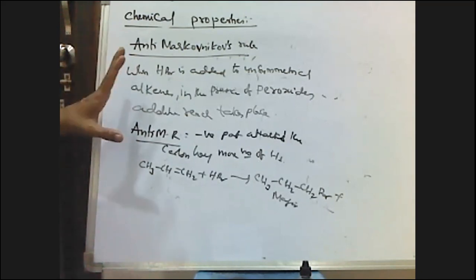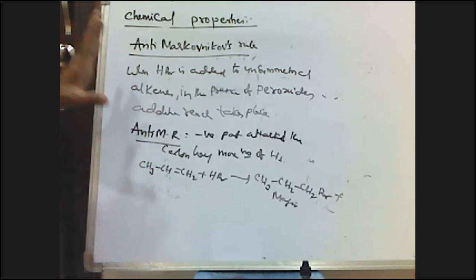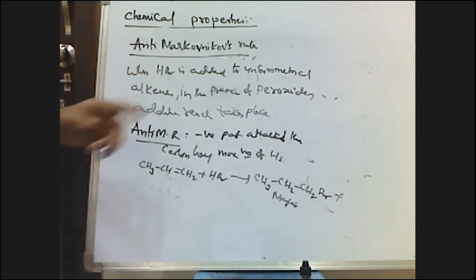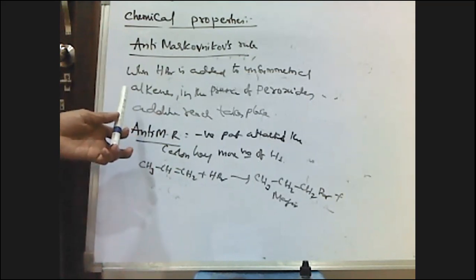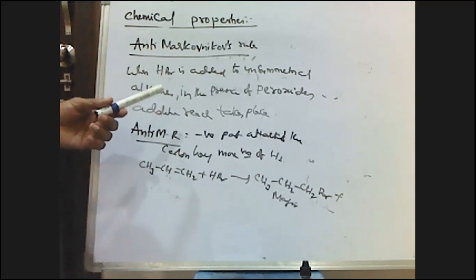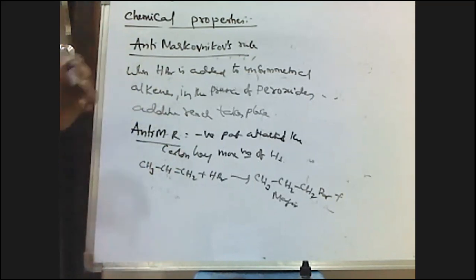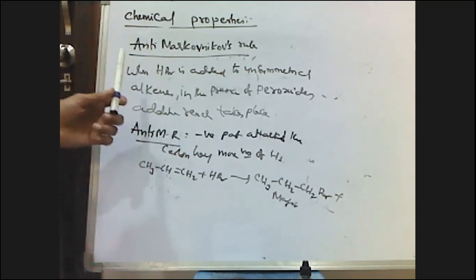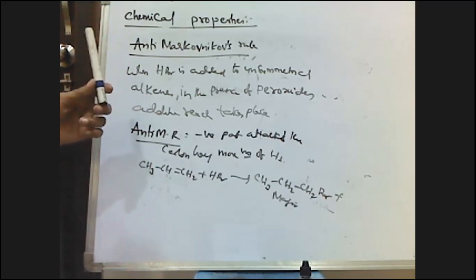This anti-Markovnikov rule is applicable only for the addition of HBr to unsymmetrical alkenes. Whereas in the HCl or HI case, whether in the presence or absence of peroxides, the product will be formed according to the Markovnikov rule only. Right? So these are some of the electrophilic addition reactions of alkenes.